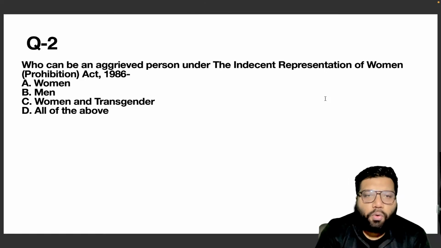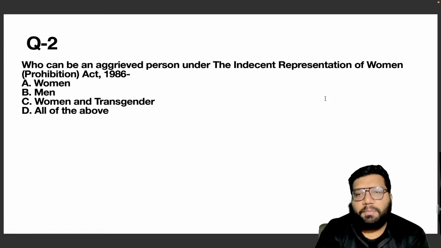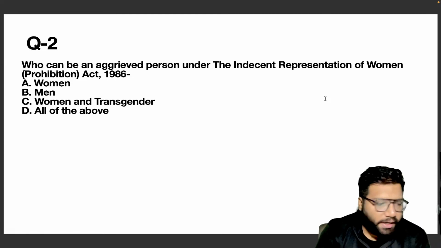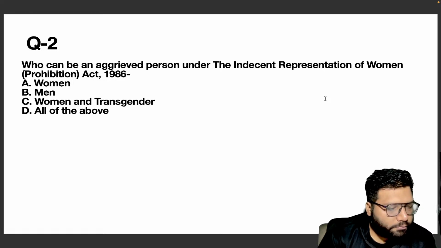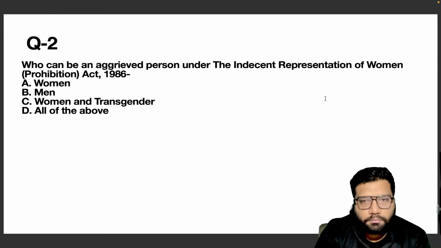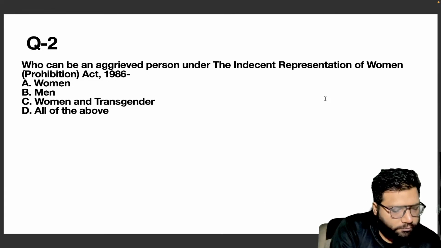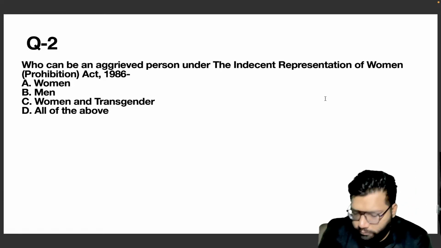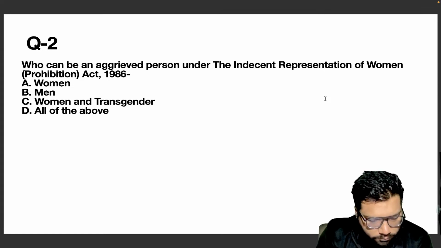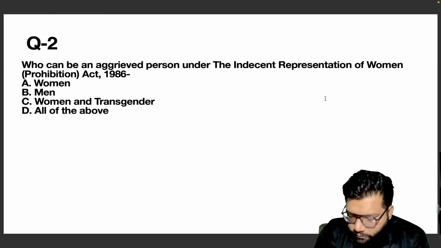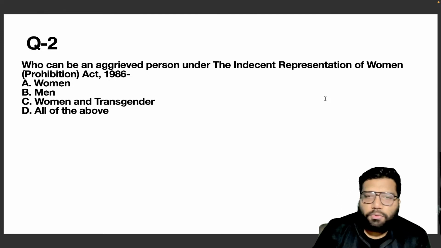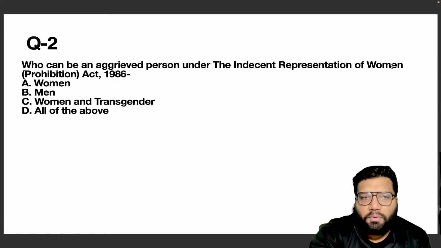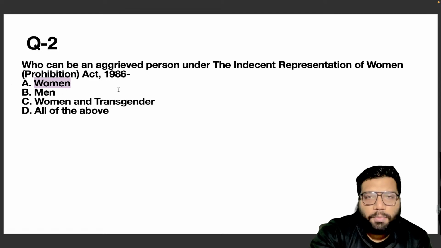Next one. Who can be an aggrieved person under the Indecent Representation of Women Prohibition Act 1986? First one to answer correctly, Vandana, followed by Anirudh. A is the correct answer, students, because when we are talking about the indecent representation of women, the aggrieved person can be only women, not men or transgender. So the correct answer is going to be A only.